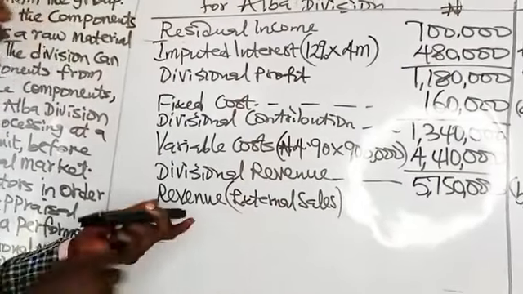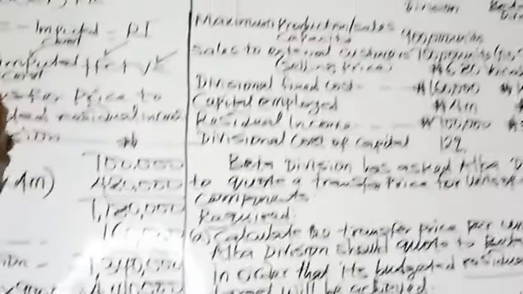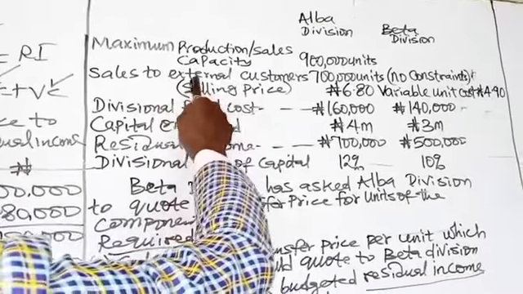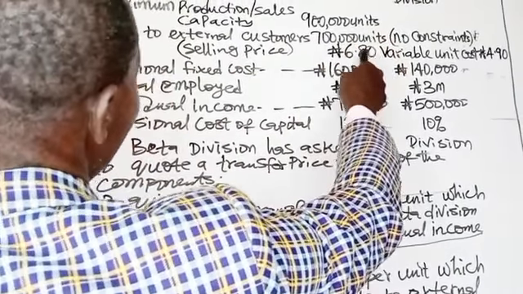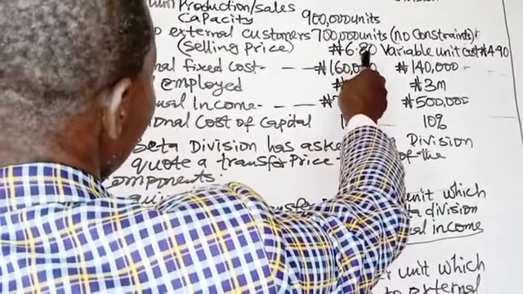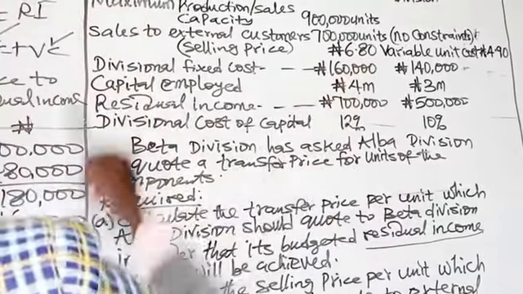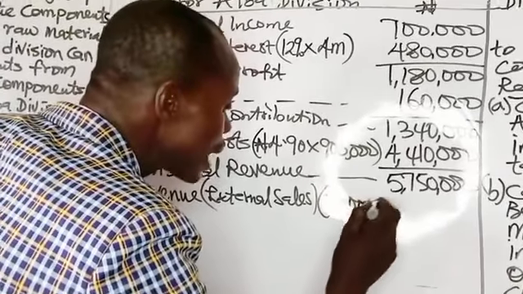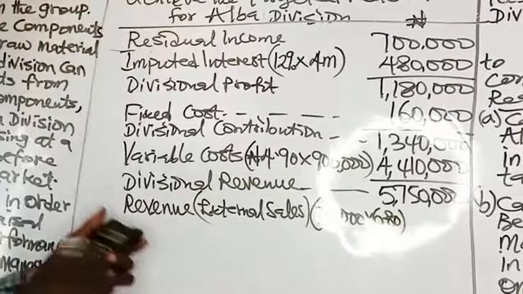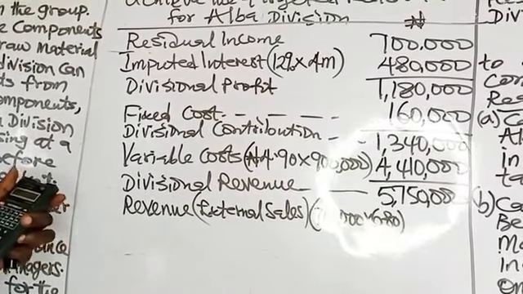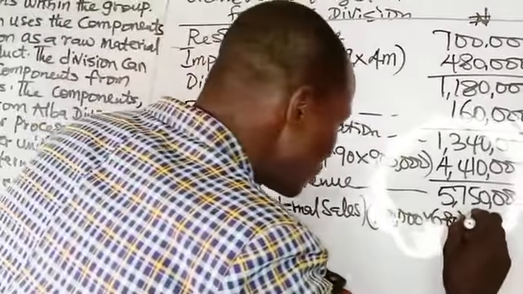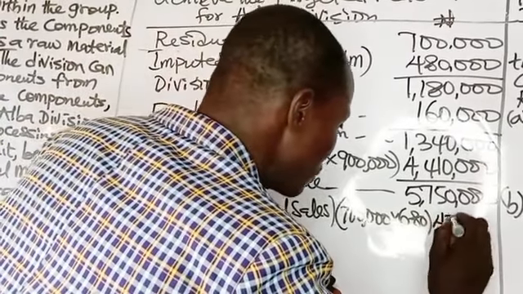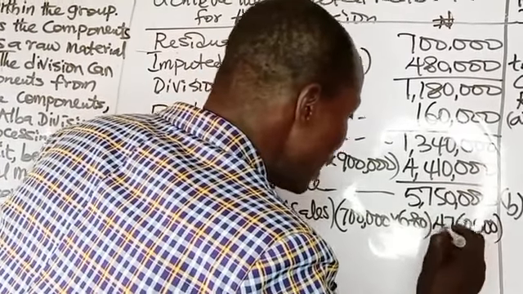How much is the revenue from external sales? Back to the question. You have sales to external customers, 700,000 units, and the selling price is 6 naira 80 kobo. So by the time you multiply these 700,000 units by 6.80, you get the revenue from external sales. So we have 700,000 times 6.8, 700,000 times 6 naira 80 kobo. That gives us 4,760,000. That is the revenue from external sales.